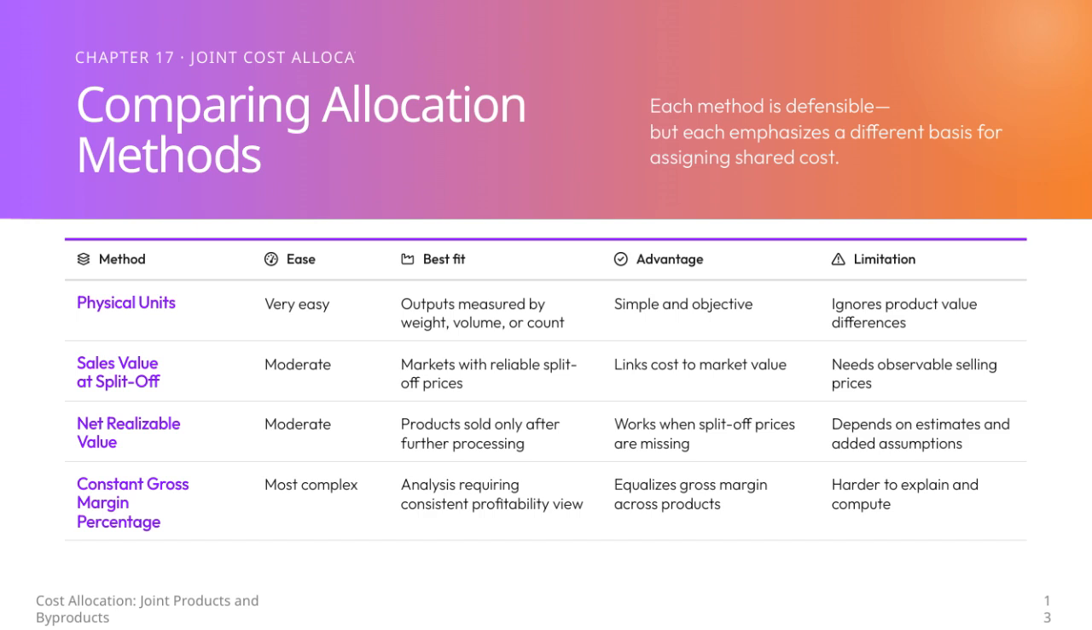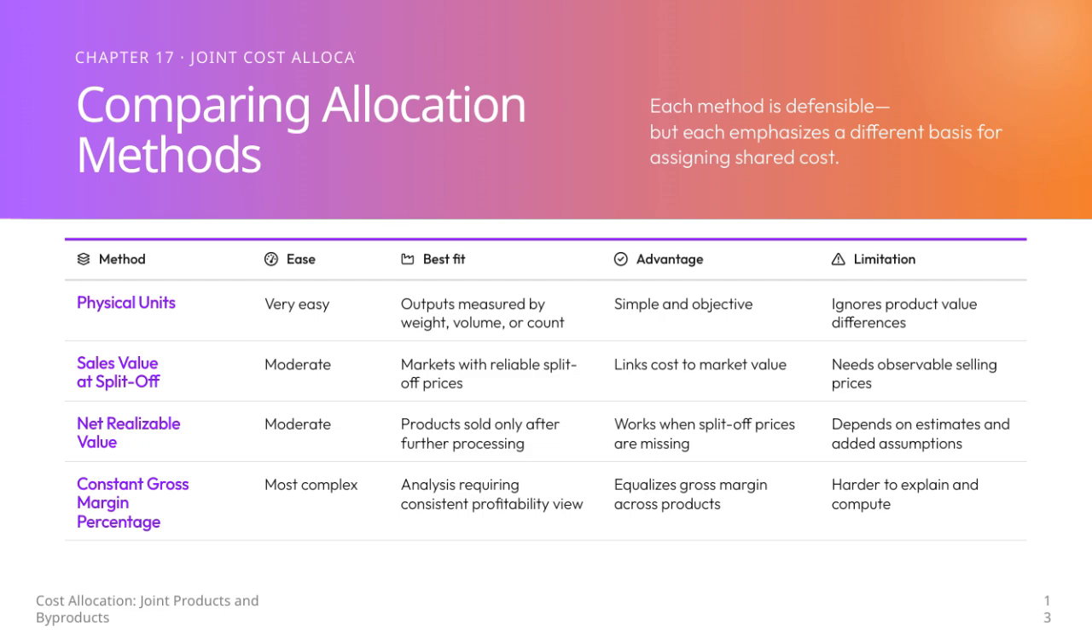Then we have the net realizable value method. This one is also moderately complex and is useful when products are sold only after further processing, or when split-off prices are missing. It estimates the final selling price after processing, minus any additional costs. Because it relies on estimates and assumptions, there's some degree of uncertainty involved.